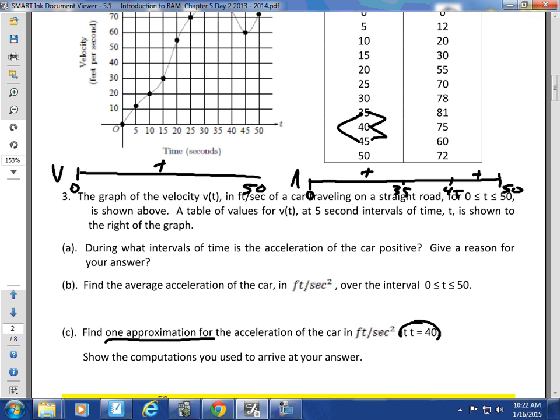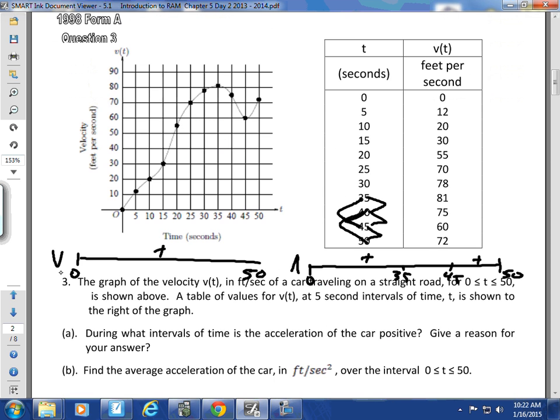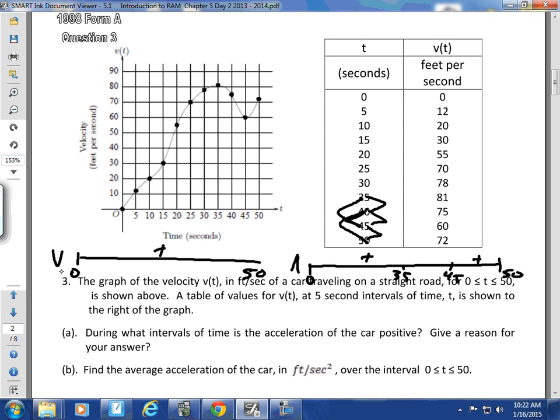If they wanted it at 45, then you would use 40 and 50, or 40 and 45, or 45 and 50, even though it dips down. That's the point where it... I could use a secant line between those two, or the secant line between those two. Actually, the secant line between those last two wouldn't be any good, would it? Because it definitely should end up being a negative number.